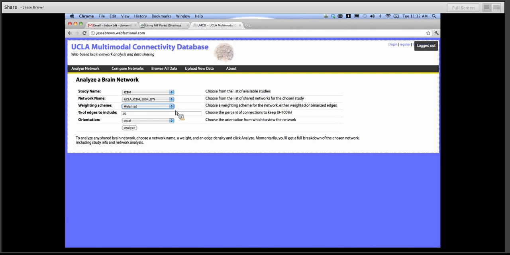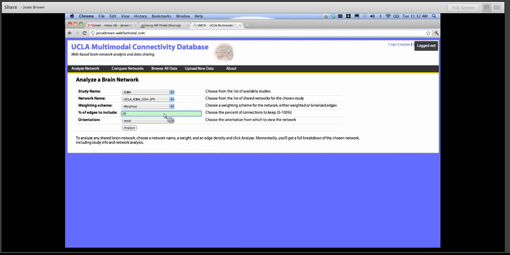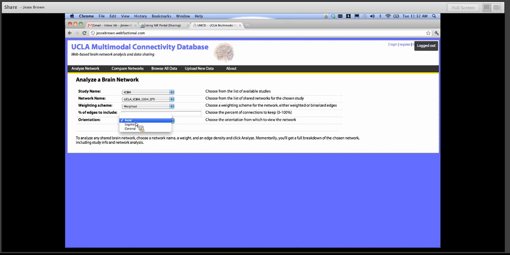I'll go with a weighted network analysis here, and I'm going to choose to include 20% of connections that are in the network. I believe that this matrix is about 25% dense by nature. By setting this to 20%, what I'm doing is excluding the 5% of connections that are weakest in the network. You can choose the orientation for the output images. I'm going to stick with axial for the moment.